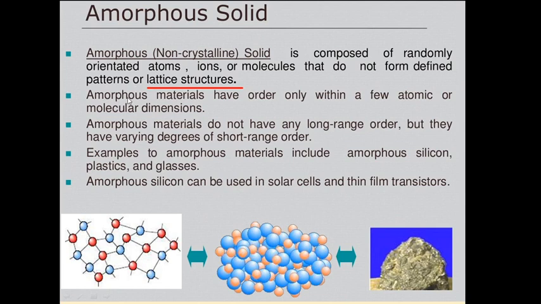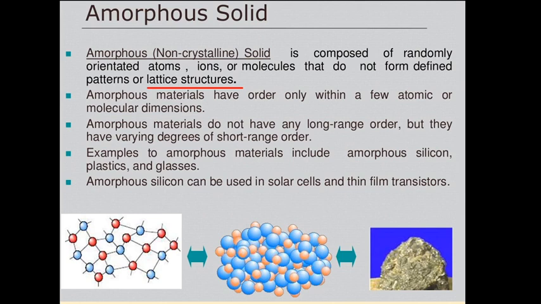So amorphous materials do not have any long-range order. We are repeating the same point: they do not have a long-range ordered arrangement, and they have varying degrees of short-range order. In one dimension they may have one kind of arrangement, and in the second dimension they may have a different arrangement. That means there is no periodic or geometric ordered arrangement in amorphous material. So this is amorphous.